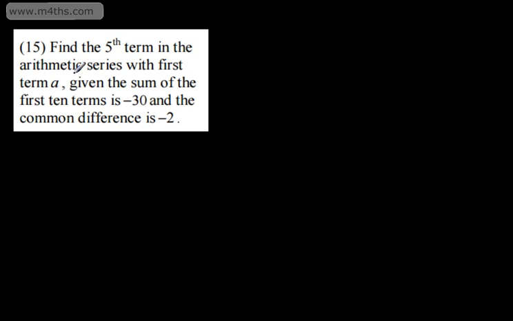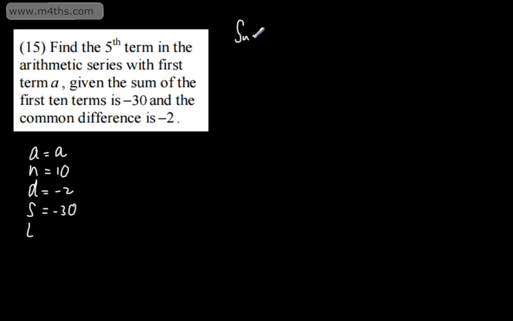Okay, let's collect some information: a, n, d, s and l. We're told the first term is a. We're told the sum of the first 10 terms, so n is 10, and that gives S equal to negative 30, and we've got a common difference of negative 2. If I substitute this into the sum of n terms, I can find the value of a, and then we can use the nth term to find the fifth term.